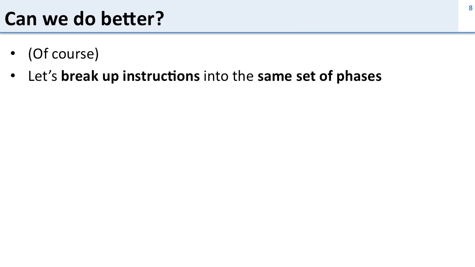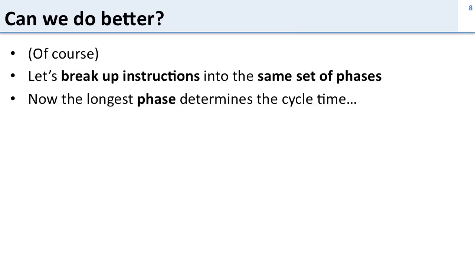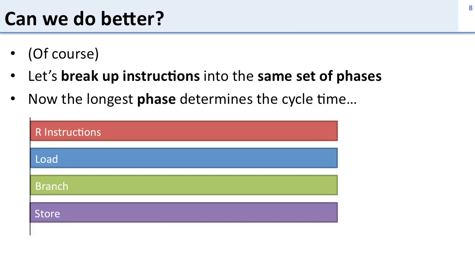So what we're going to do is break up the instructions, as we did in the multi-cycle case, but we're going to break them up into the same set of phases. So each instruction is going to do the same sort of thing in each cycle, and each instruction will have the same number of cycles. So now the longest of these phases is going to determine the cycle time. So let's take a look at it.